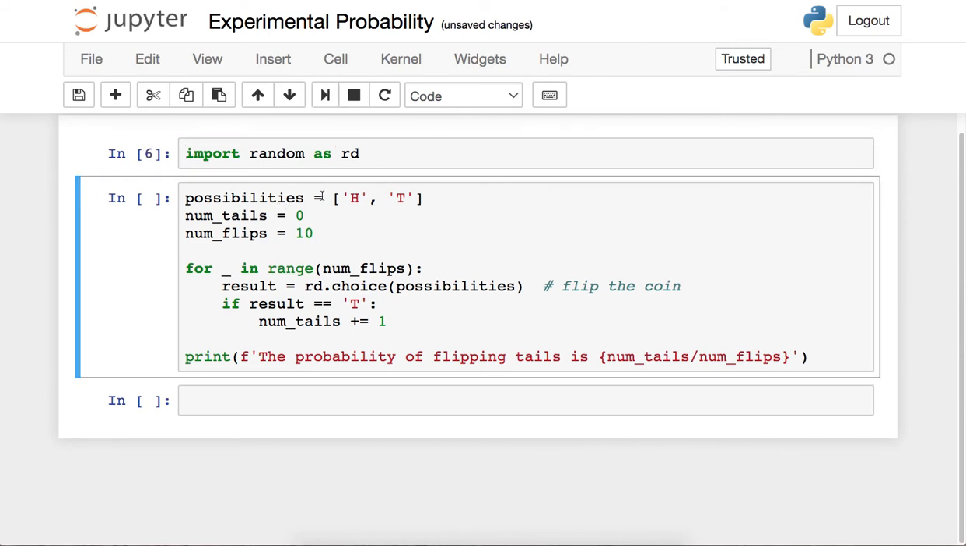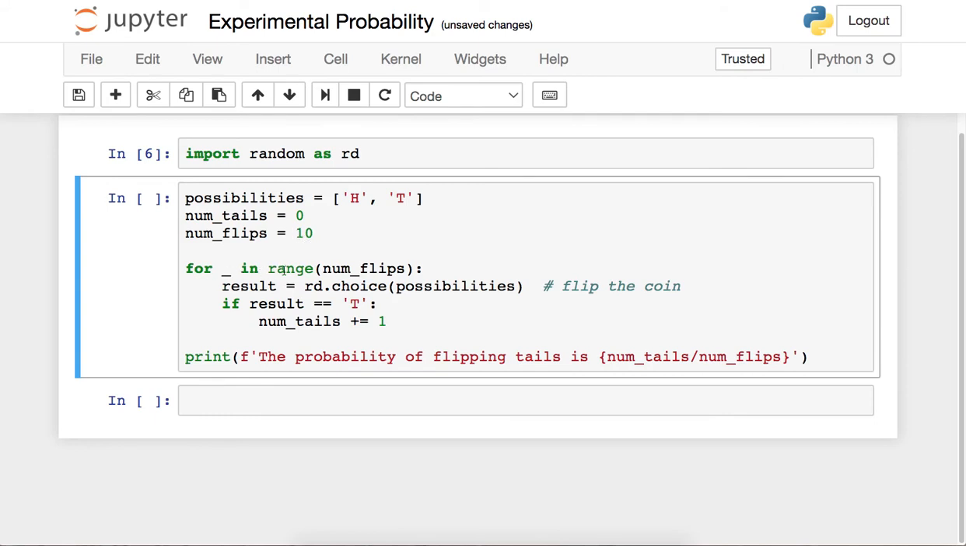All right. So here are my possibilities for flipping a coin. I have H for heads and T for tails. And I'm interested in the number of tails, so I'm going to start that at 0. And it said to flip the coin 10 times. So we can always adjust this number of flips here. But for this one, we're going to flip the coin 10 times using the computer.